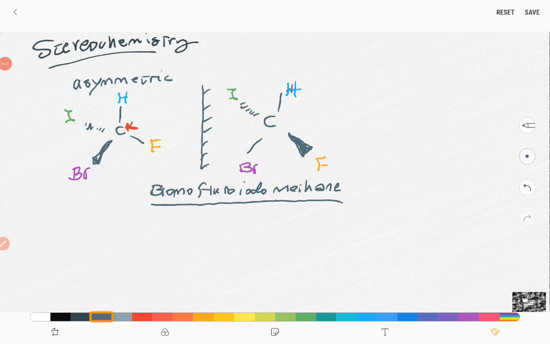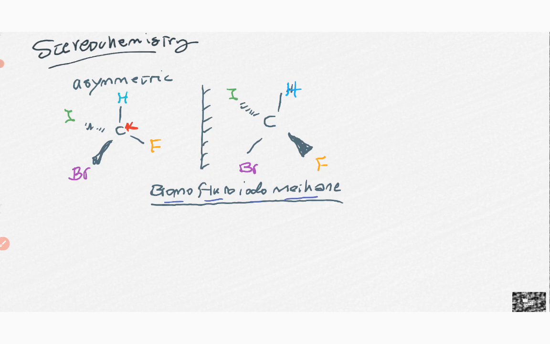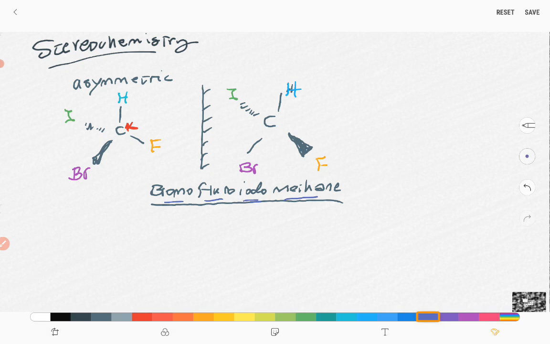So we were talking about the naming of these two stereoisomers. We said that these two molecules, even with a similar name, bromofluoroiodomethane, we want to separate them from each other, and we asked how we can separate these two molecules, since even in their name they are the same.